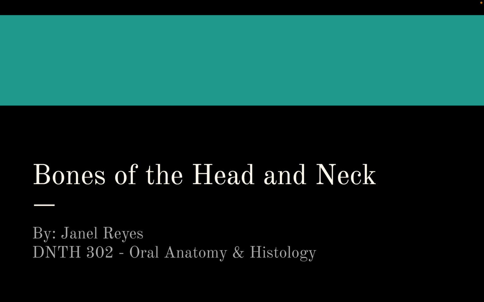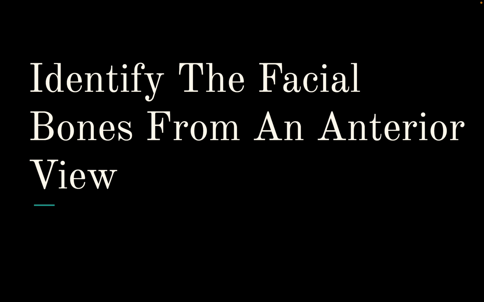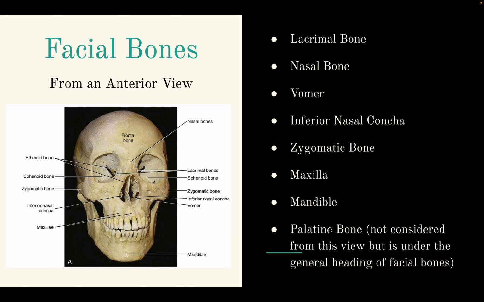My topic is going to identify the facial bones from an anterior view. The facial bones from an anterior view consist of the lacrimal bone, nasal bone, vomer, inferior nasal concha, zygomatic bone, the maxilla, and the mandible. And last is going to be the palatine bone, although this is not considered a bone from the anterior view, but it's under the general heading of facial bones.